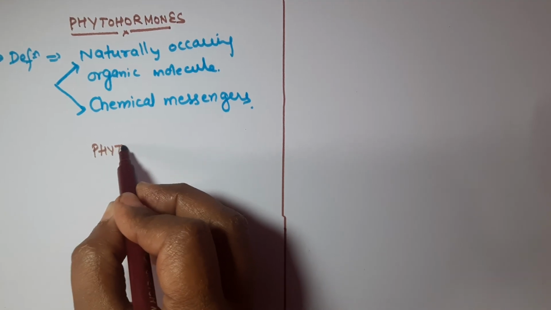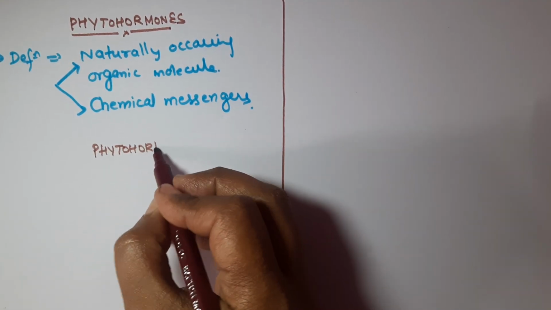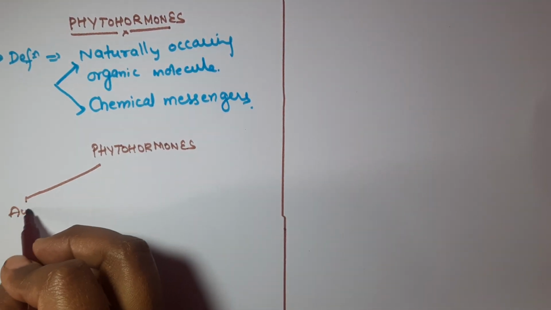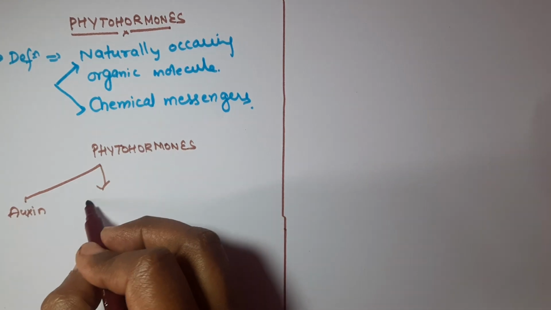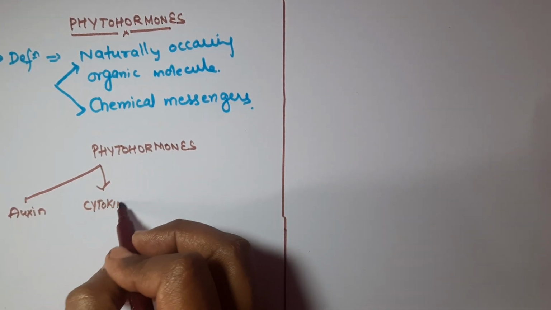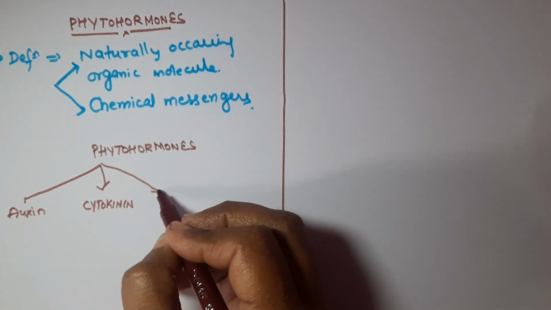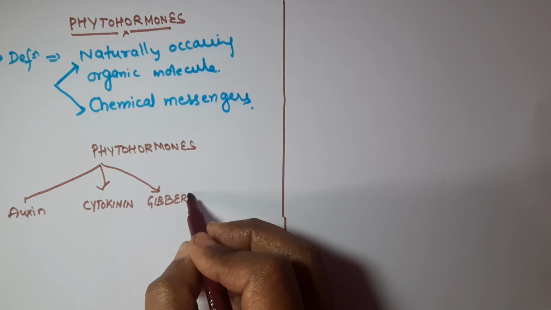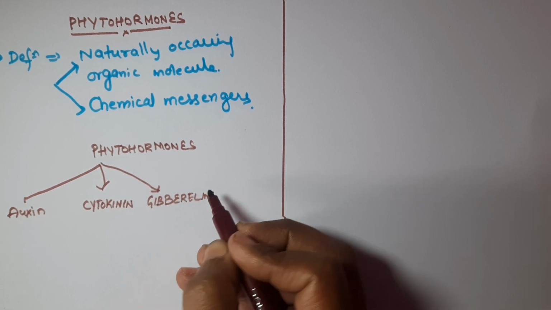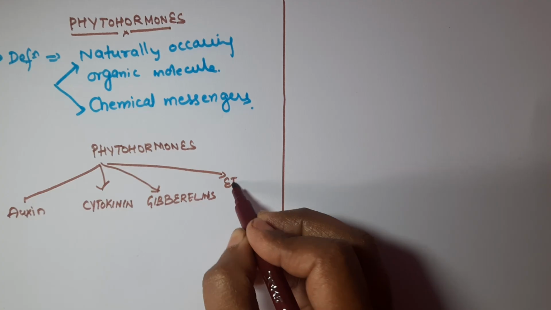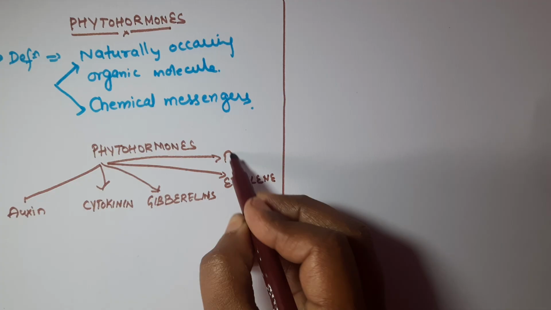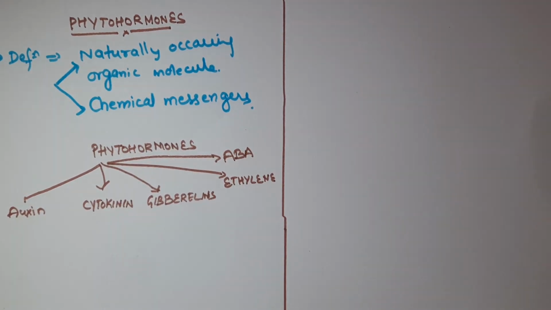Okay, so broadly, phytohormones can be divided into 5 groups. The first one is auxin, then we have cytokinin, then we have gibberellins, then we have ethylene, that's a gaseous hormone, and the fifth one is ABA, abscisic acid. Okay, so these are the main 5 kinds of phytohormones.